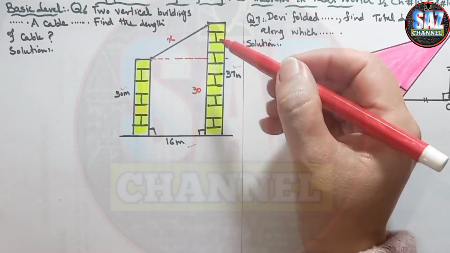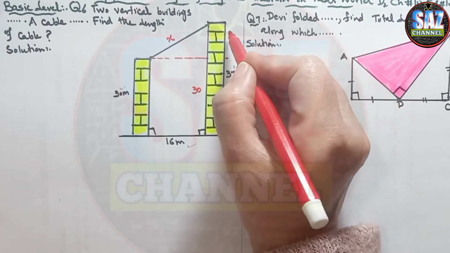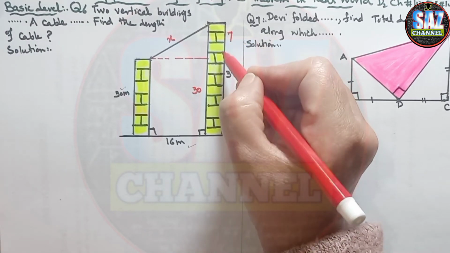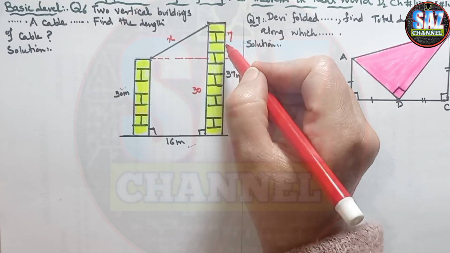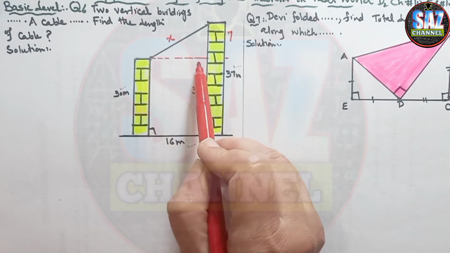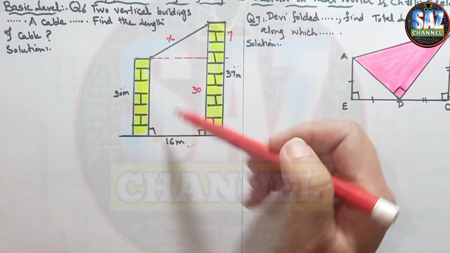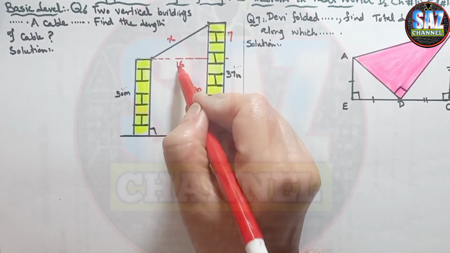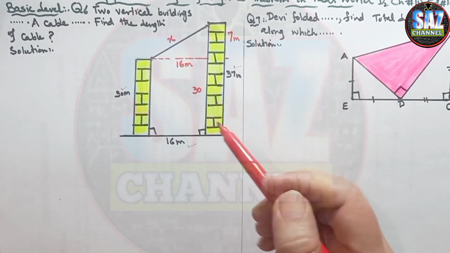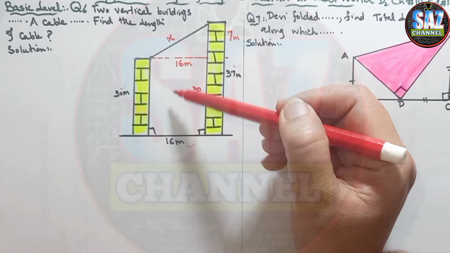Okay, now what about this remaining height? That will be 37 minus 30, and it will be 7 meters. I hope the remaining part of this tall building will be 7 meters. And now the second problem is that how to find the base of this triangle. If we can see that this line is parallel to this line, if this base is 16 meters, this will also be 16 meters. Here the problem is only to understand two things, that how to find the height of the triangle and how to find the base of this triangle.